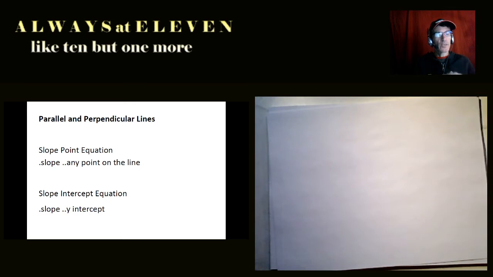The second situation is if you need to find the slope intercept form of an equation. It's still a line, just a different style. Well, what do you need for this? You need the slope and the y-intercept. Now, one thing that's important to notice for both is that you always need the slope. So that's going to be the first thing to watch for.